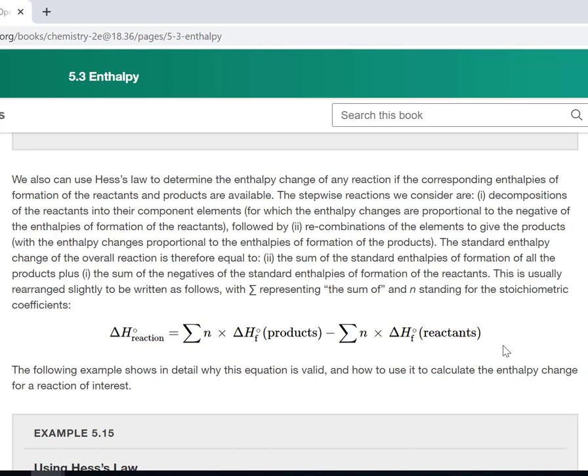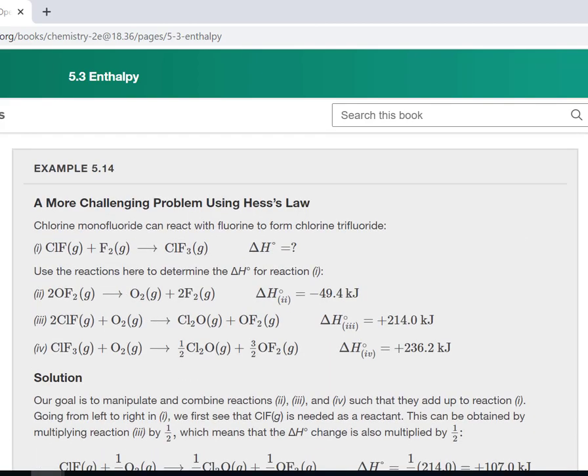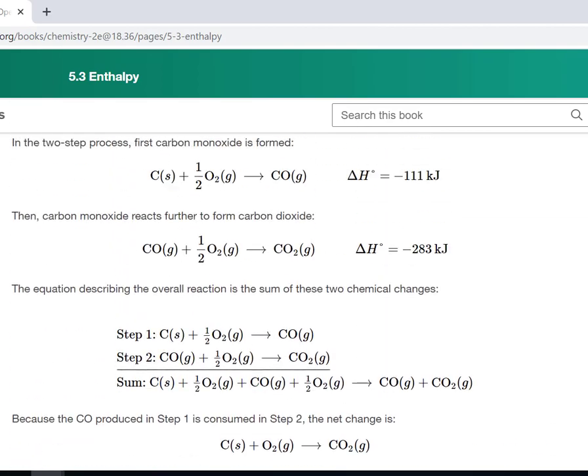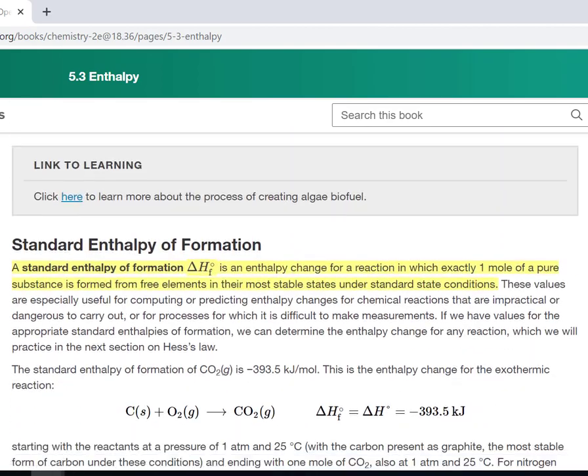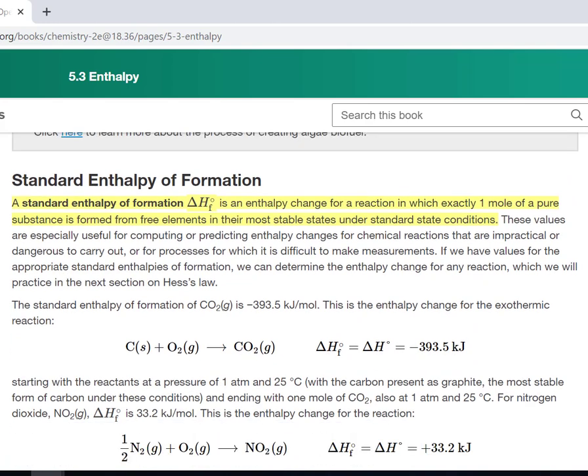If they seem a little odd to you or you don't know what they mean, go back and watch the previous videos to understand those concepts before watching the rest of this. So there's basically two things we are going to need to do this. One of them is the information about the standard enthalpy of formation.